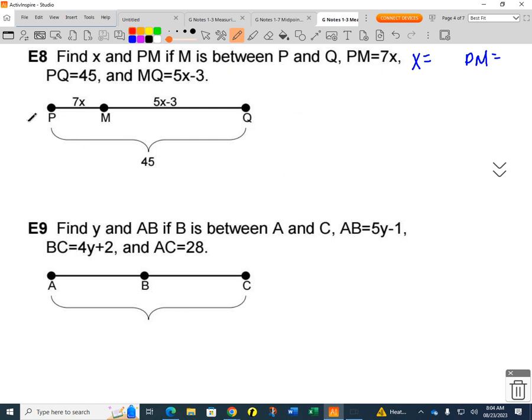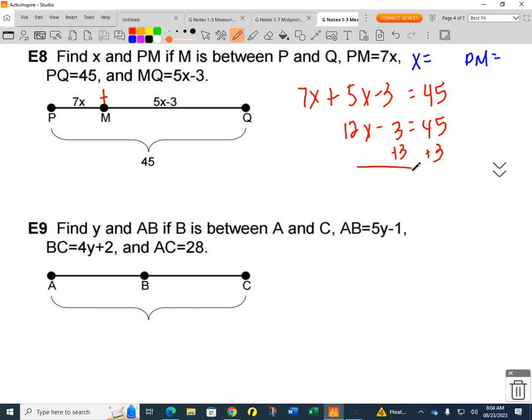All right, so the segment addition postulate says this segment plus this segment equals the whole length. So now we have enough for an equation. An equation has to have an equal sign. So we know this plus this equals this. So now we can write the equation 7x plus 5x minus 3 equals 45. Now we're just going to combine like terms and solve the equation.